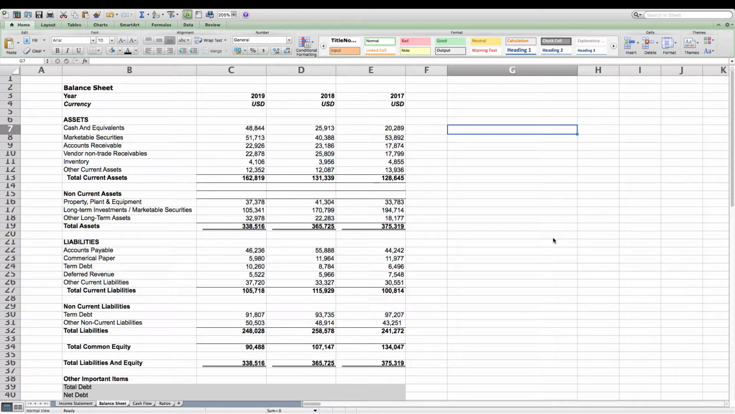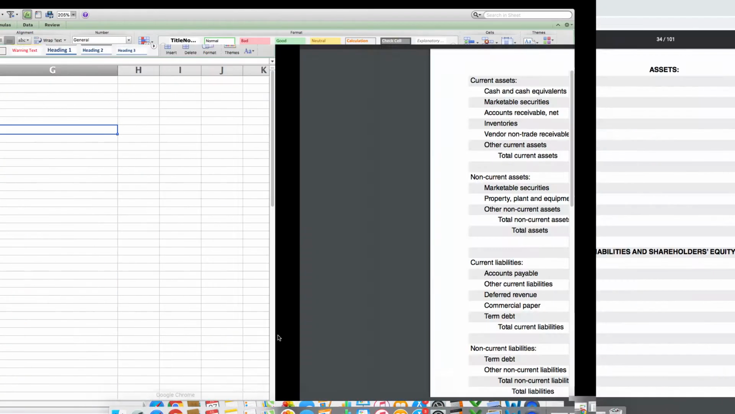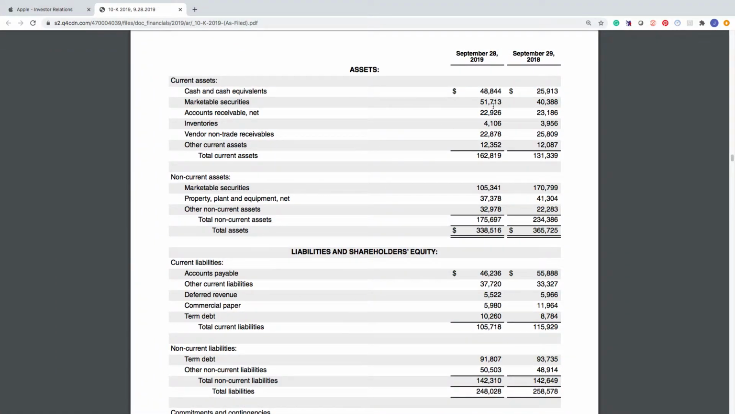Alright guys, so in this video, we're just going to be continuing the calculation of the ratios that we did on the income statement, but instead we're going to cover some of the ratios on the balance sheet. So before we start calculating the ratios, the first thing that we're going to do, similar to the income statement, is go to Apple's balance sheet and effectively transfer over all of this financial information onto Excel.